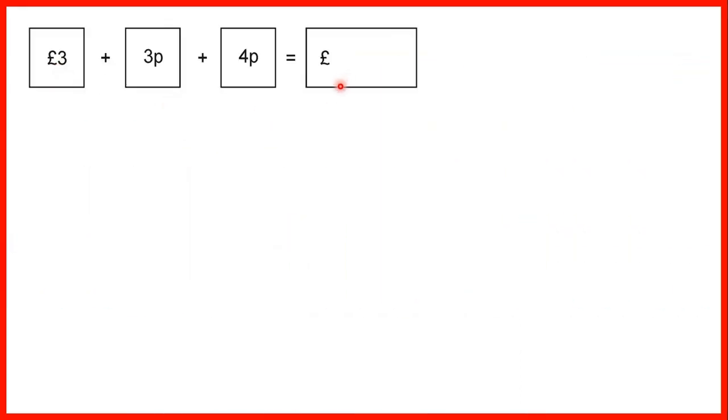We need to write the total of £3 plus 3 pence plus 4 pence. So £3 can be written as 3.00 to show that we only have £3 and no extra pence. 3 pence can be written as 0.03 pounds and 4 pence as 0.04 pounds. So putting that together gives us 3.07. So that's how we write £3 7 pence.